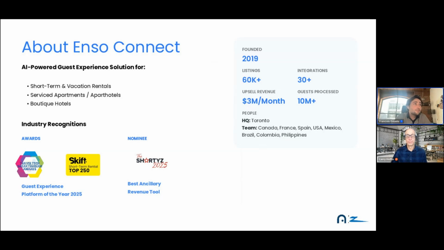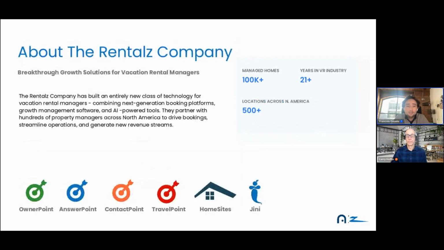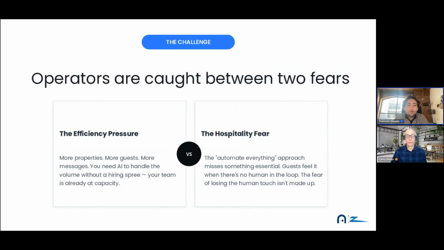Today, we're going to be focused a bit more on the time aspect of managing those vacation rentals, specifically around guest communications. A challenge that I've seen over and over. So the efficiency pressure is the more properties, the more guests, more messages. You need AI to handle some of this volume, or you end up hiring more people. And that's not always the most efficient way to grow.